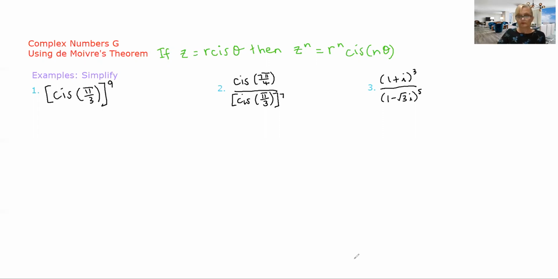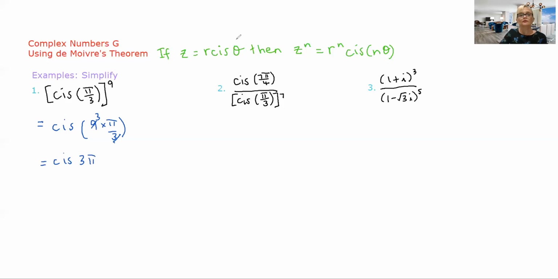Here we've got an example where we've got cis of pi on 3, we want to raise that to the power 9. What de Moivre is saying is that all we have to do is multiply that argument. And the great thing is that we get cancelling happening here, so we get cis of 3 pi.